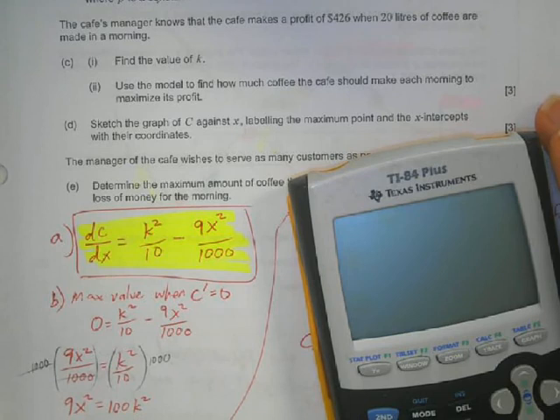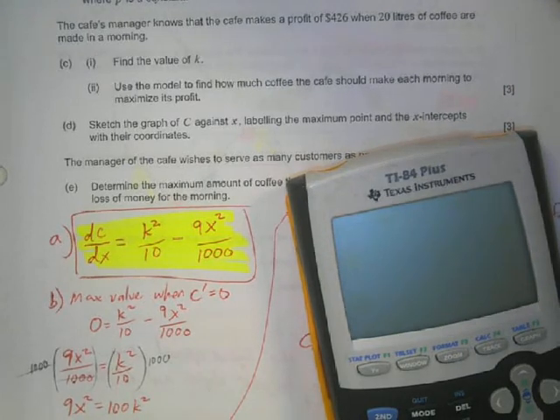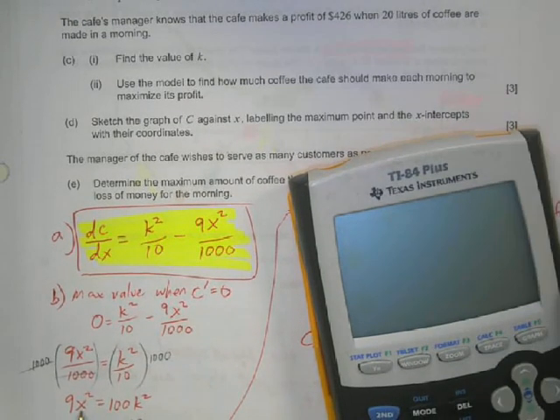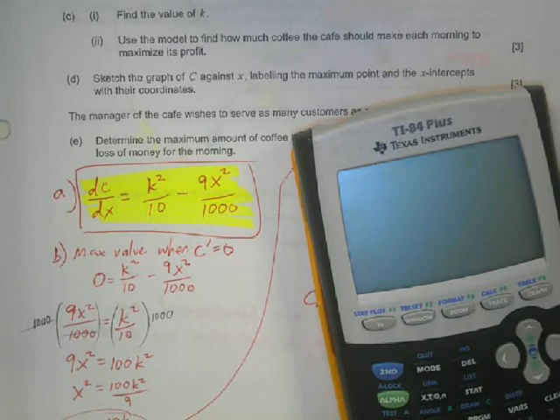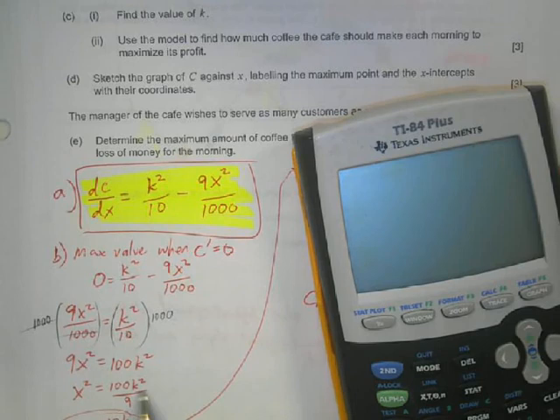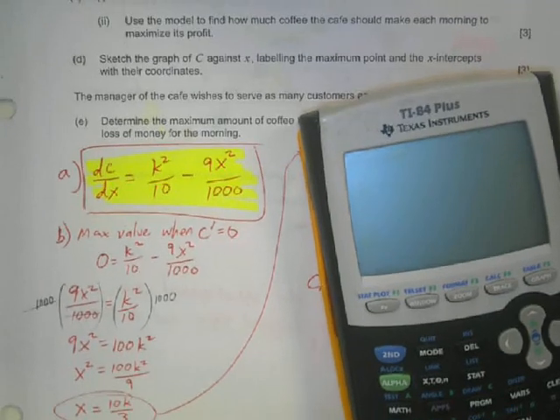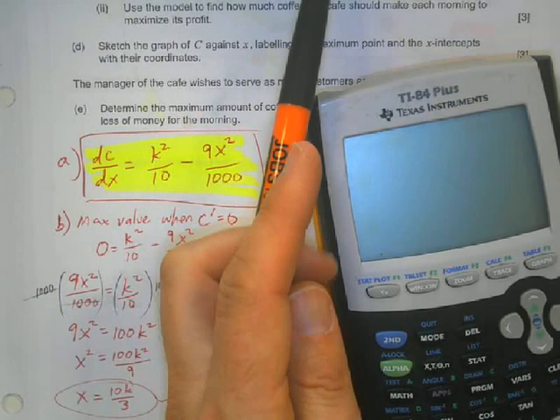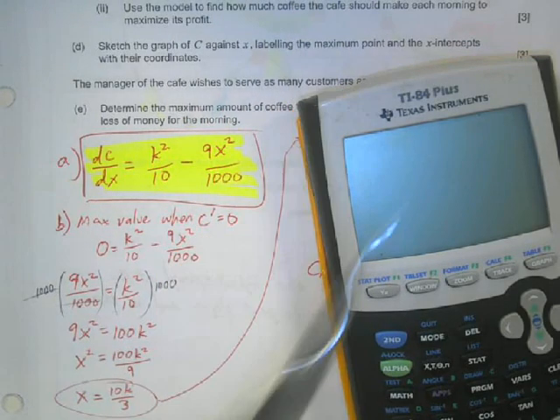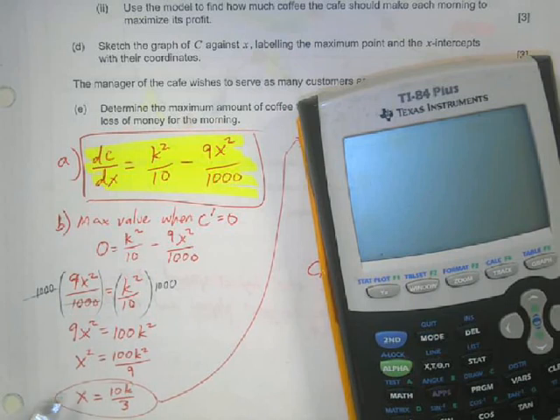And now I can divide both sides by, we're solving for x, right? Sorry. So I divide both sides by 9. Okay, and then I take the square root of this, and fortunately this is easy to take the square root. I end up with 10k over 3. But we're not done with part B. Part B says find the maximum value of c in terms of k. So now I've found out the x value is 10k over 3.